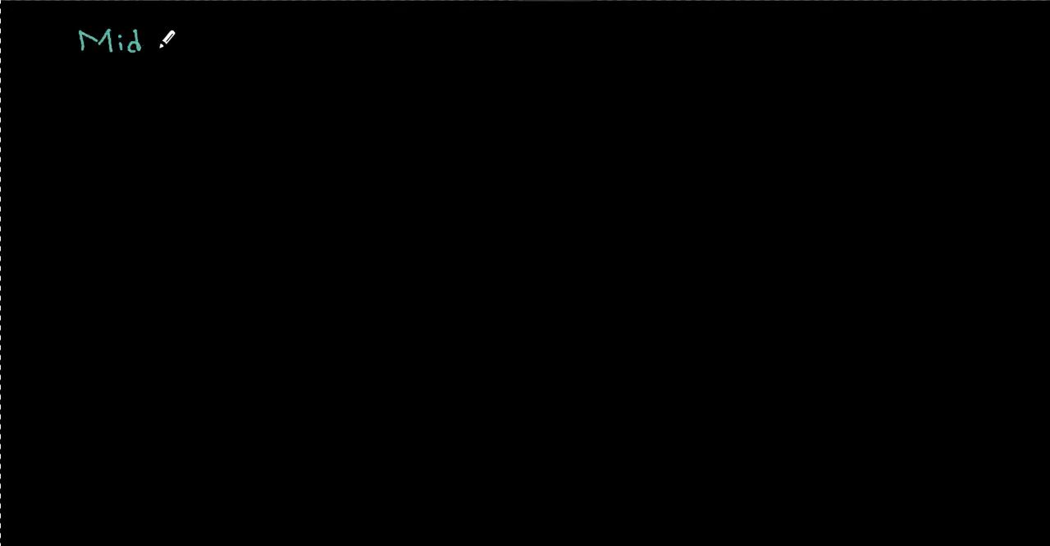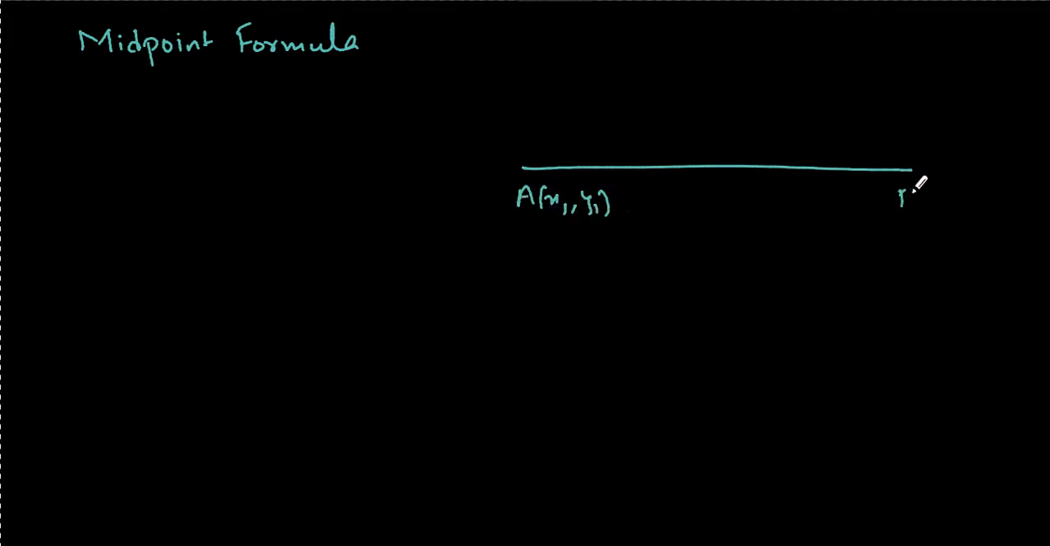We shall look at something called the midpoint formula. If we have 2 points A and B whose coordinates are given thus, we can easily find the coordinates of the midpoint M of this line segment because it divides AB in the ratio 1:1.